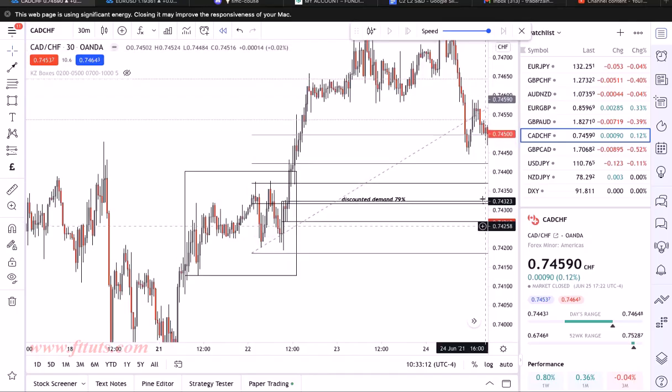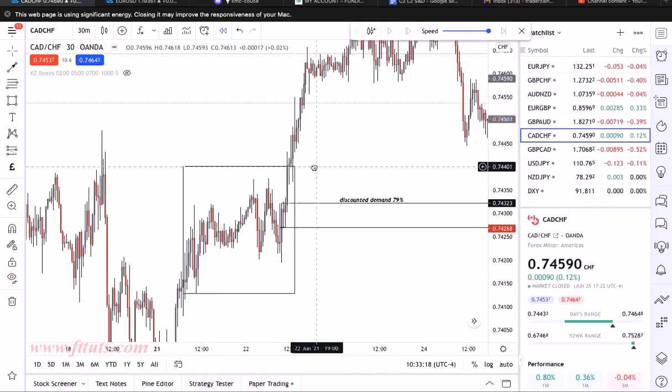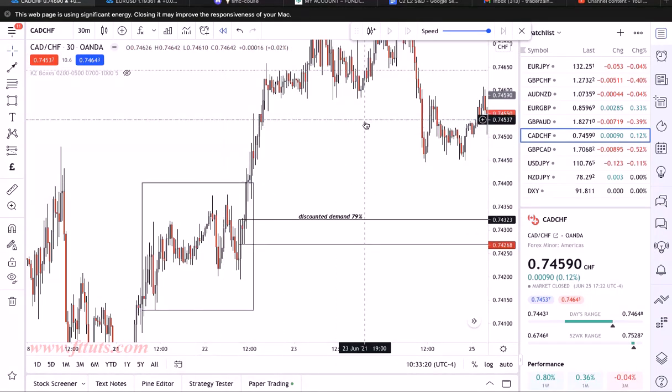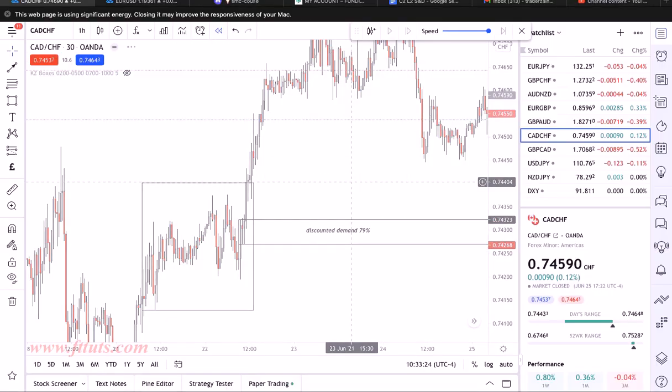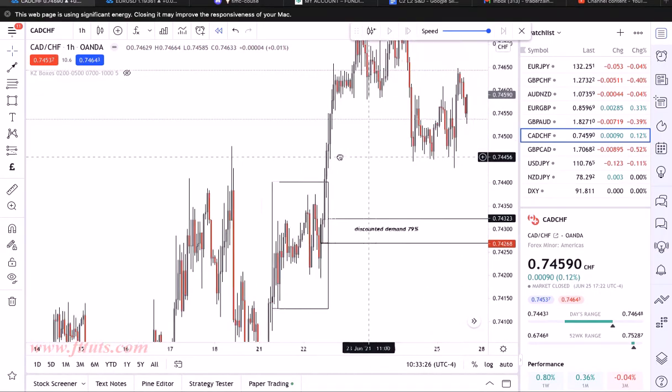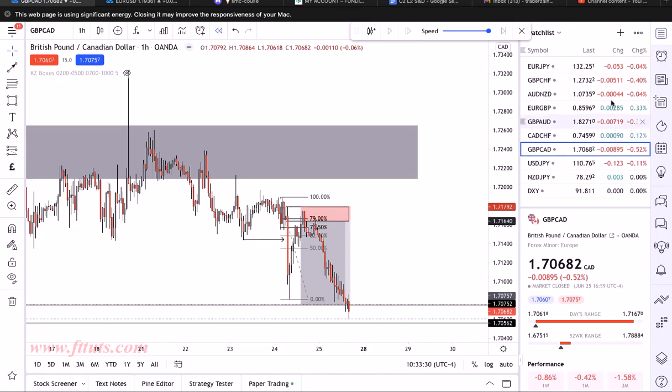The zone I'm going off with, which is right here. Rally, base, clean indecision candle, and then a rally, right? And we've got this imbalance and that break of structure. That is why I'm looking to take entry off this discounted demand, right? Pound CAD. I already showed you lot this example.